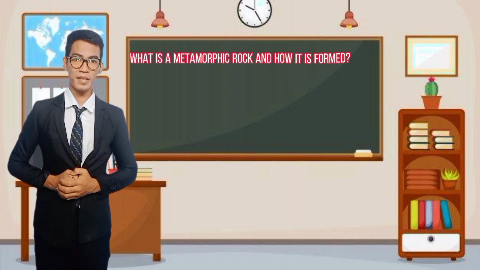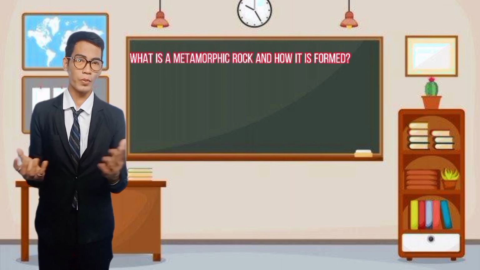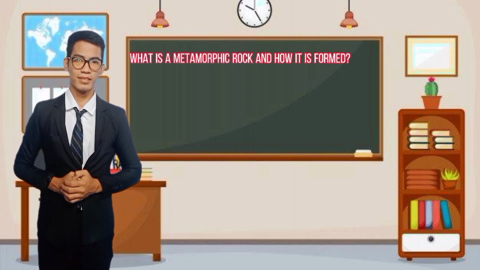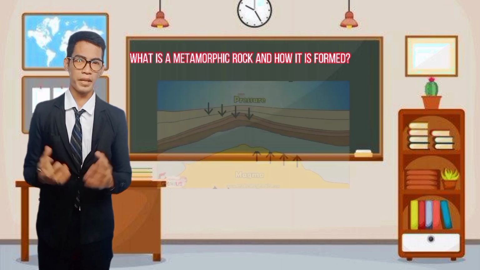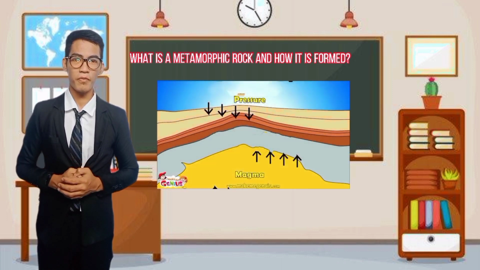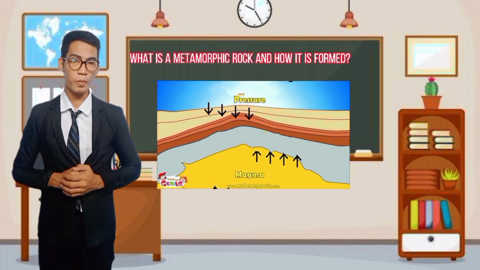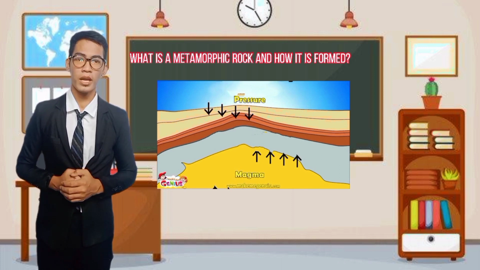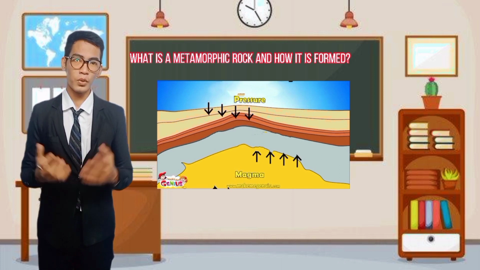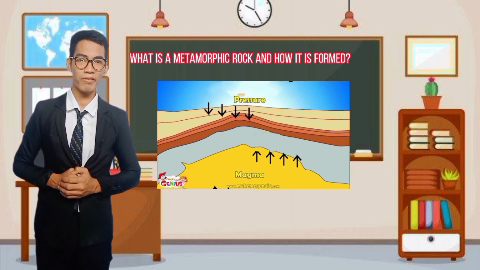So, what is a metamorphic rock and how is it formed? That's right. A metamorphic rock is also a type of rock and it is formed when there is heat and pressure that any type of rock will be formed into a metamorphic rock.